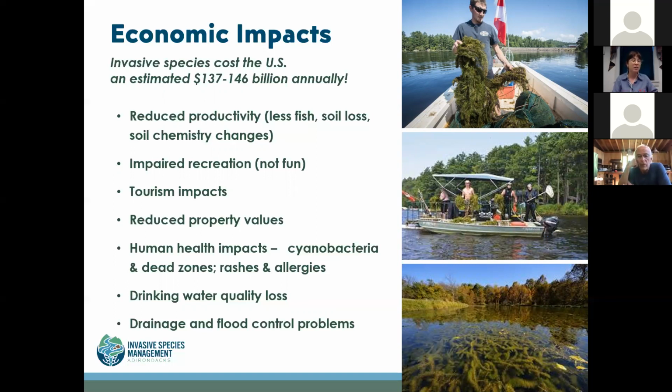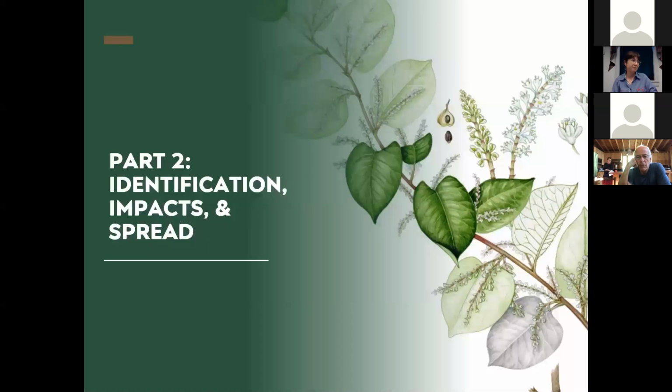It's no fun. And then a really important issue having to do with knotweed is also drainage and flood control issues. Knotweed love moist, wet areas, and they grow very rapidly, and they can fill your culvert, they can fill your drainage ditch, they can go into your pipes. The drainage and flood control problems are not insignificant.